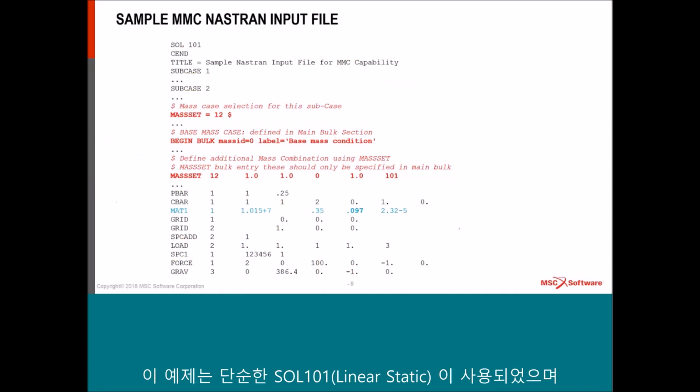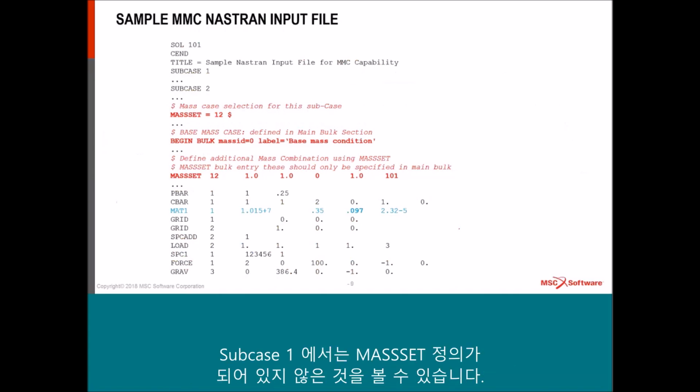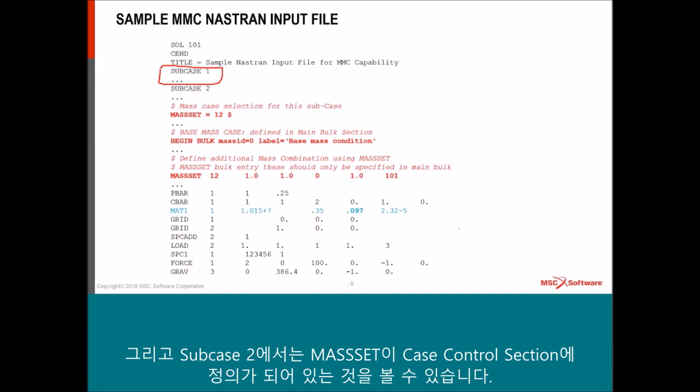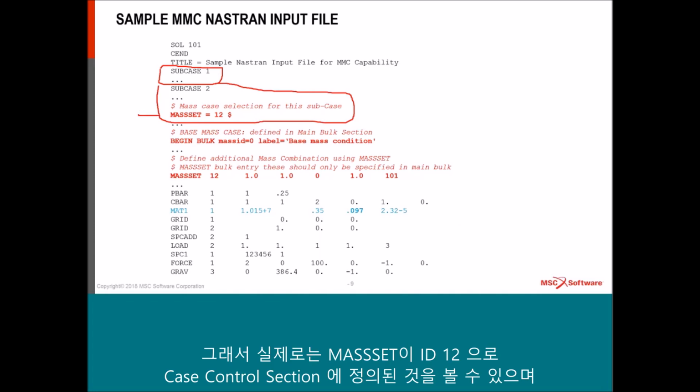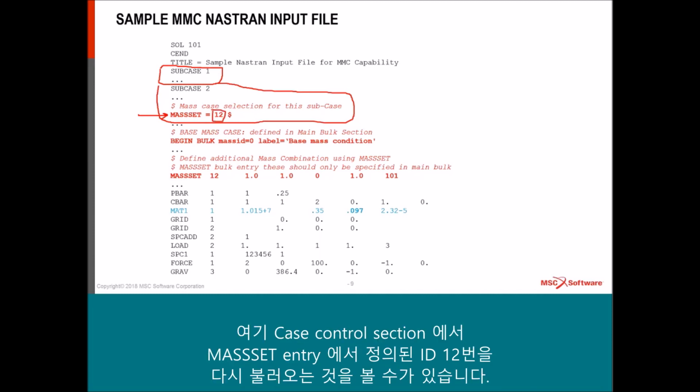So here, this is a simple SOL 101, and as you can see, we have a subcase 1 that does not have a mass set defined, and we have a subcase 2 that does have a mass set case control defined. So we've actually specified a MASSSET case control with an ID of 12, and here we see that the case control ID is then recalled in the MASSSET bulk data entry here.